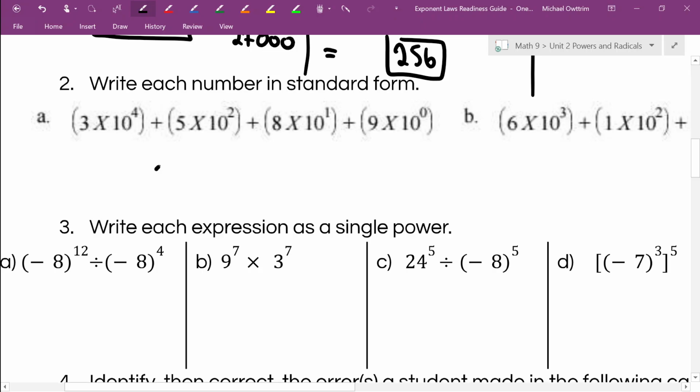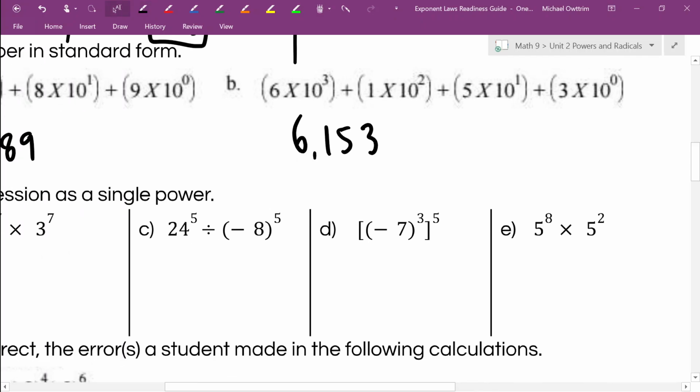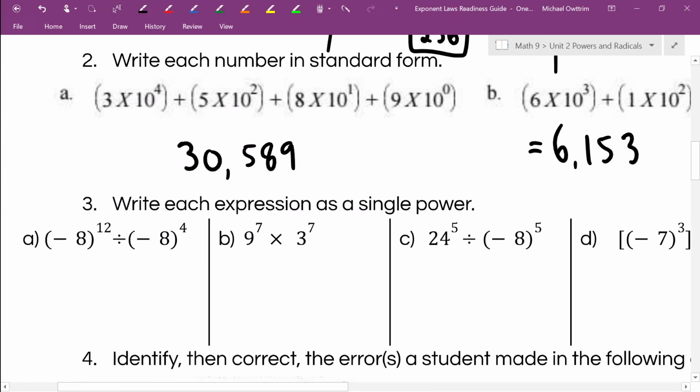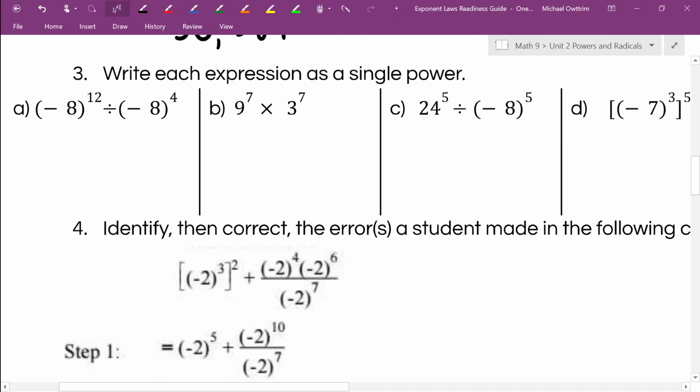So we're going to write a number that has 3 in the ten thousands place, nothing in the regular thousands place, 5 in the hundreds place, 8 in the tens place, and 9 in the ones place. Same thing over here. So we've got a 6 in the thousands place, we've got a 1 in the hundreds place, we've got a 5 in the tens place, and a 3 in the ones place. So again, just use your place value rule there with your powers of 10. Okay, question 3 should be really easy.